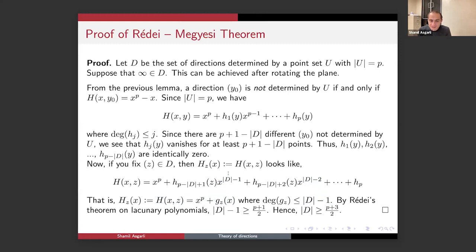And by Rédei's theorem, it means that the second term, g sub z, must have degree at least (p plus 1) over 2. So the degree of g has to be at least (p plus 1) over 2. But we just showed that d minus 1 is bigger than the degree of g. So together, d minus 1 is bigger than the degree of g, and the degree of g is at least (p plus 1) over 2. That shows that d minus 1 has to be at least as big as (p plus 1) over 2. And therefore, if you move 1 to the other side, we get that d is bigger than or equal to (p plus 3) over 2. And that's the proof of the Rédei-Megyesi theorem.